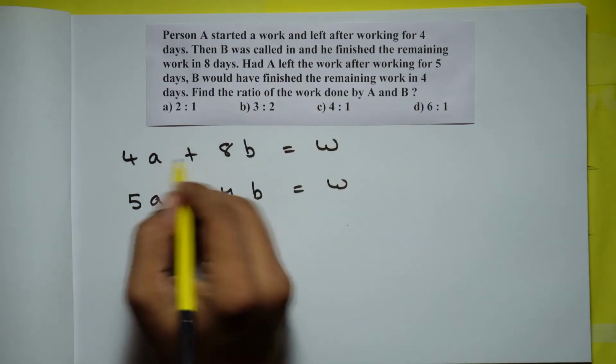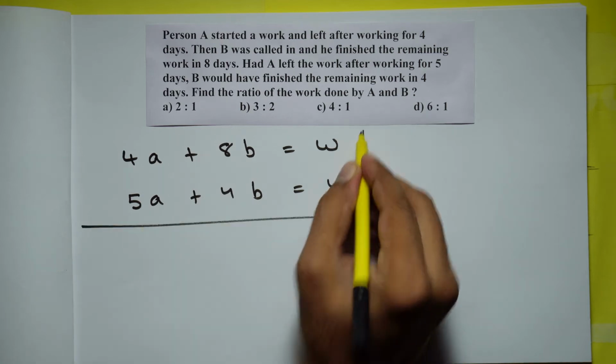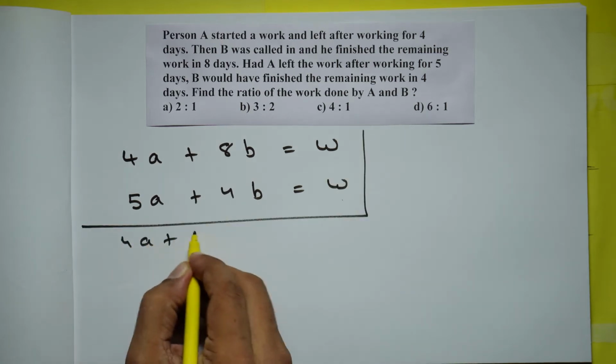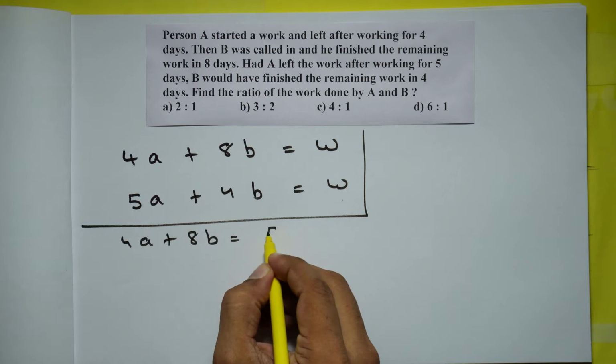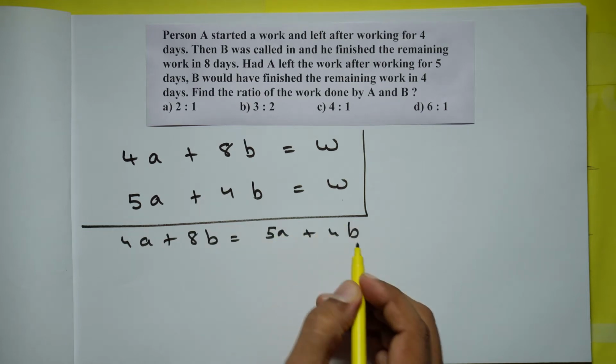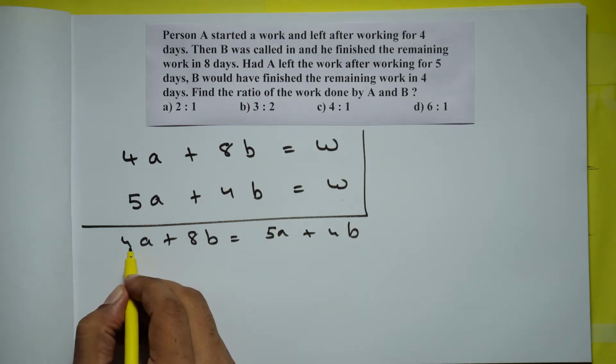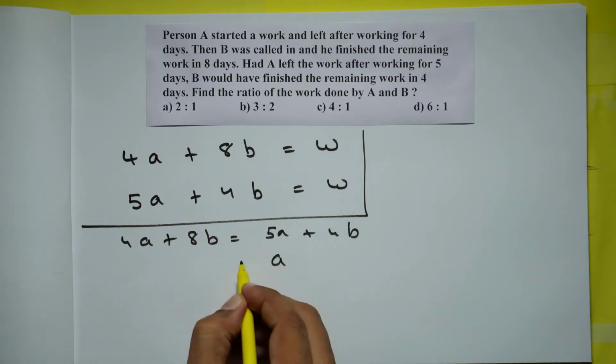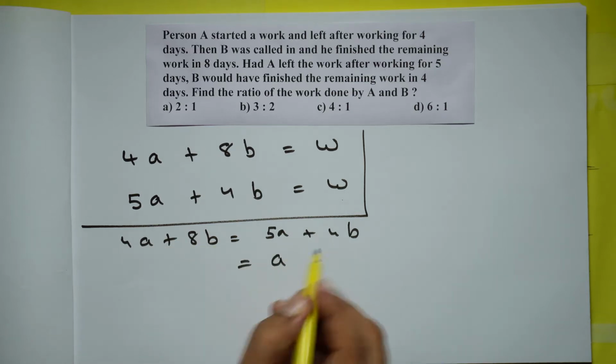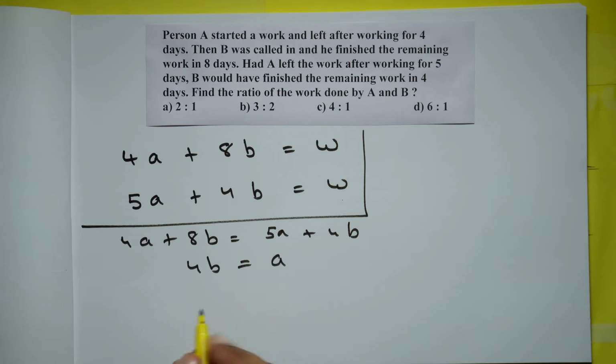So we can equate these two values. So 4A plus 8B is equal to 5A plus 4B. I'll just bring 4A to this side. So you will get A is equal to 8B minus 4B, that is equal to 4B. Or A by B, you will get it as 4 by 1. So A is to B, the work done will be in the ratio 4 is to 1. Option C, 4 is to 1.